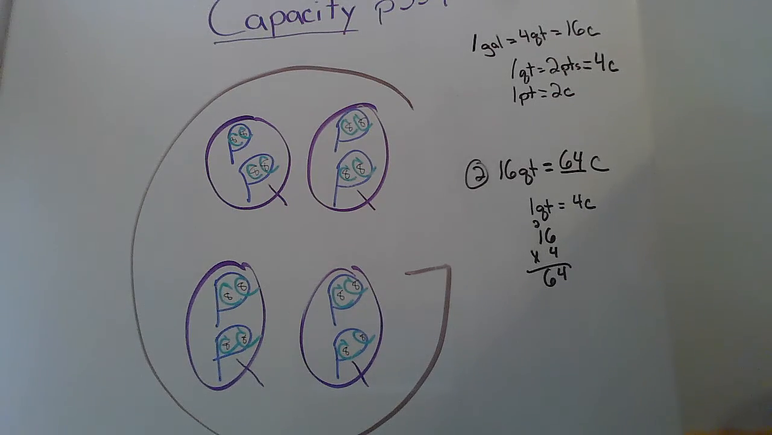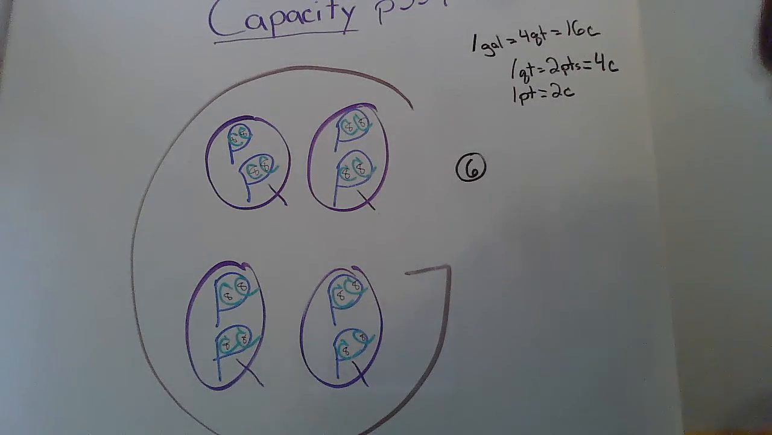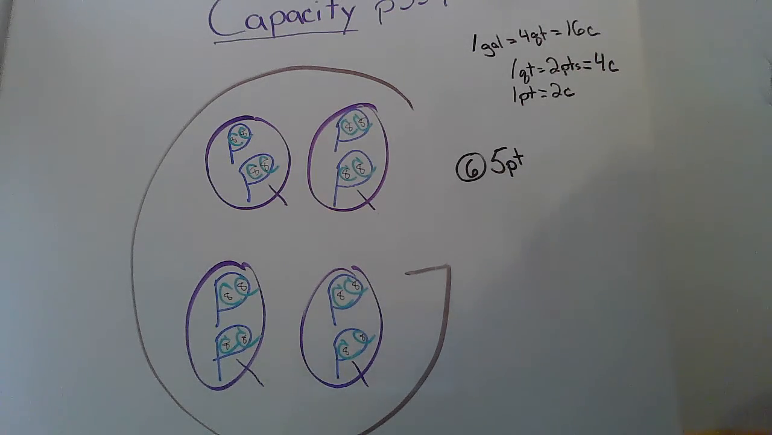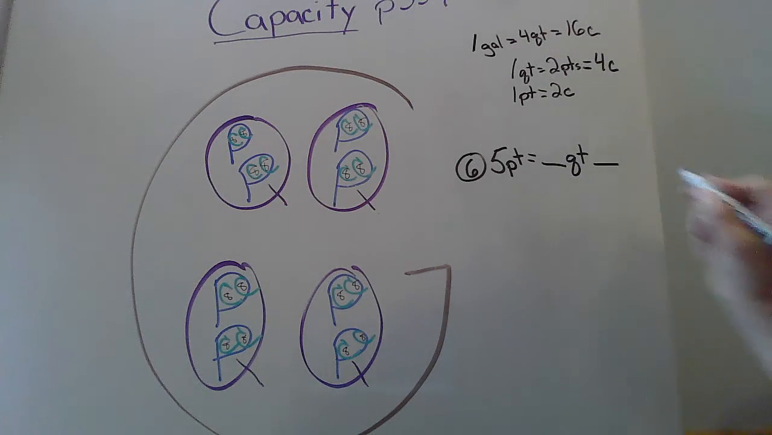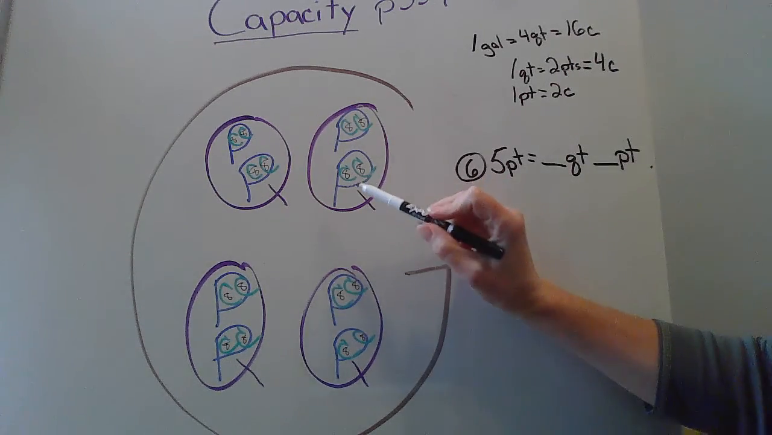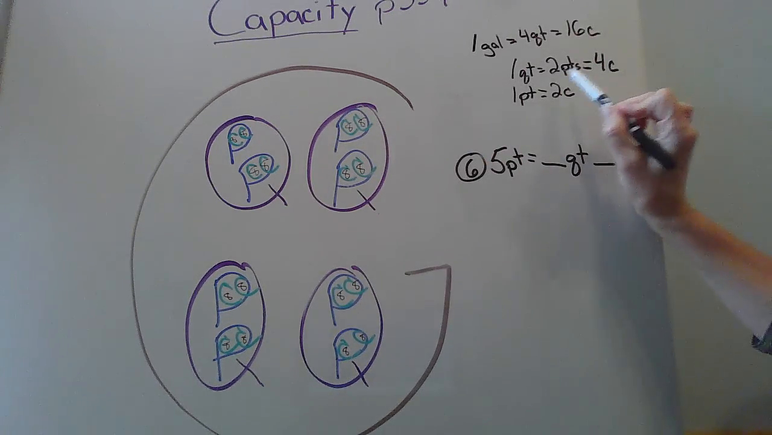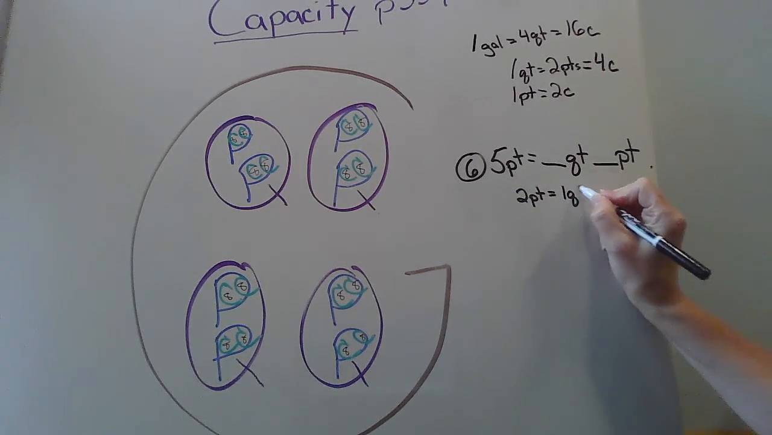Okay, let's look at number 6. Number 6, when you look at that, it says 5 pints equals how many quarts, how many pints. So this means when you do your math, you're going to have a leftover. It's not going to go in evenly because you're going to have still pints left over. So I'm going to look at my chart and say, okay, I have pints and I need to go to quarts. I know that there's 2 pints in 1 quart. So there's 2 pints that equal 1 quart.